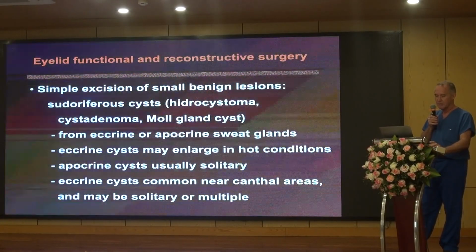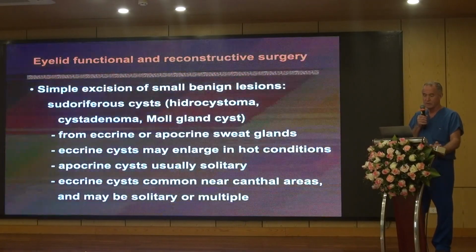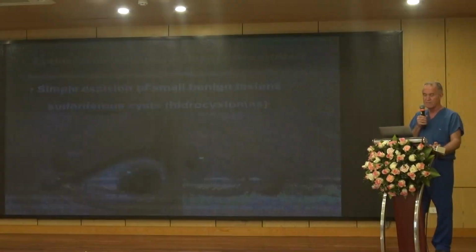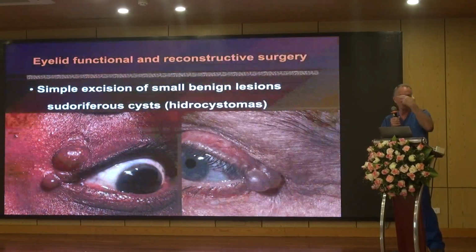And these are very common. They sometimes are solitary with one cyst, and sometimes there are dozens of them. I've seen patients that have had as many as 60 of these cysts on all 4 of their eyelids.